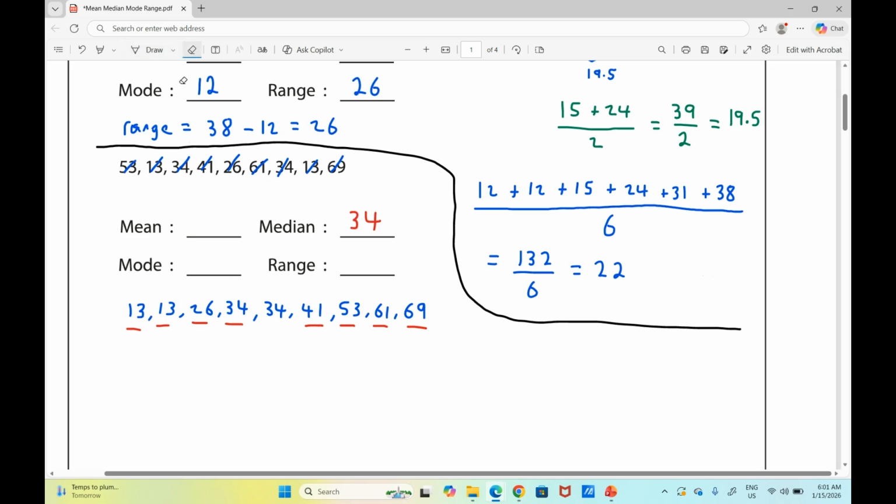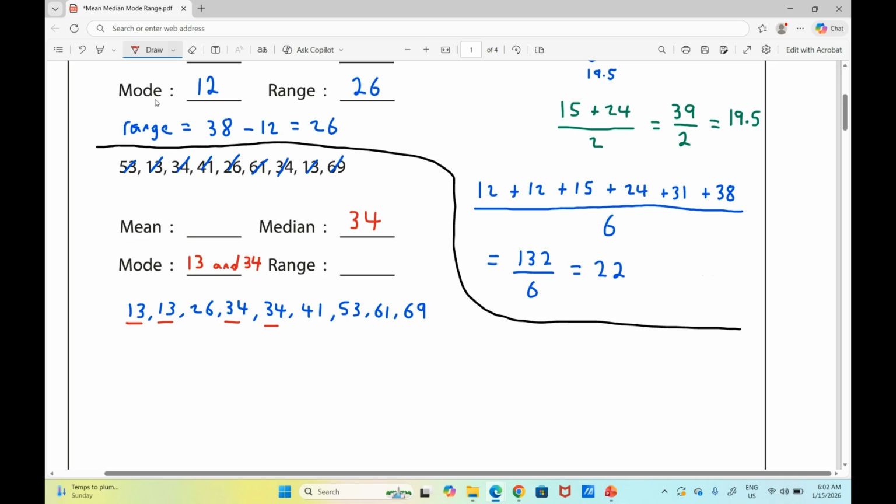Okay, now let's talk about mode. Mode is the most commonly occurring number. So which numbers repeat themselves? Looks like 13 repeats itself twice, and then 34 repeats itself twice. So because 13 and 34 are the only numbers that repeat themselves twice, I'm going to have 2 values for mode. I'm going to have 13 and 34. So 2 values in total. 13 and 34 are both my modes.